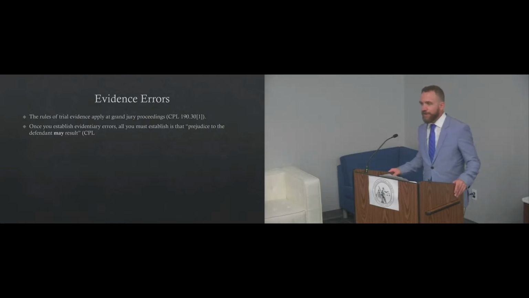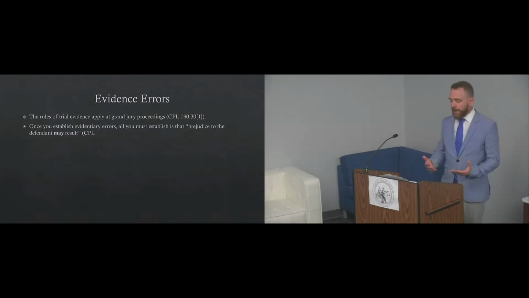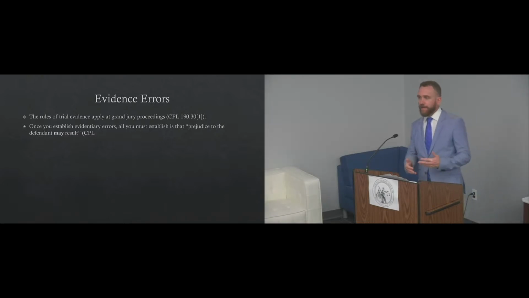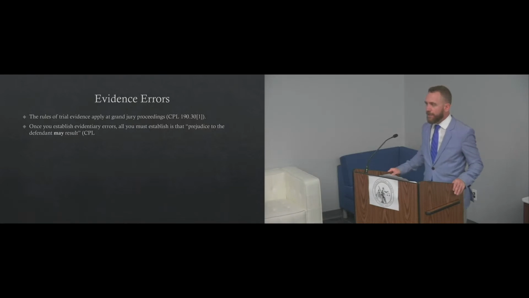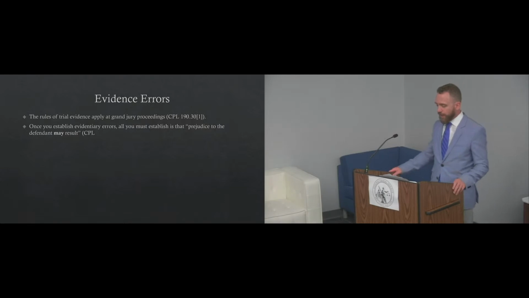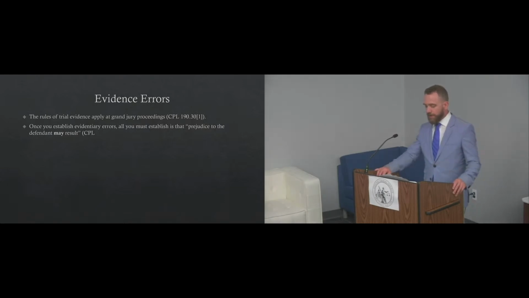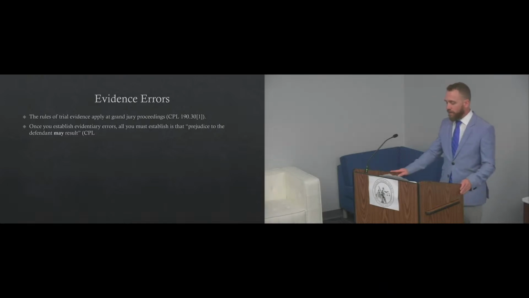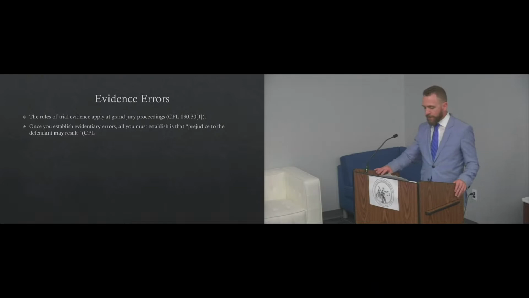But in general, the rules of evidence at trial apply to grand jury proceedings. So when you read through the grand jury minutes, if you're seeing hearsay questions, if you're seeing documents being admitted without an adequate foundation, those are all errors that you can point to and argue that in the grand jury presentment there were irregularities and prejudice to your client may result. Once you establish these evidentiary errors, all you have to establish is that, quote, prejudice to the defendant may result.